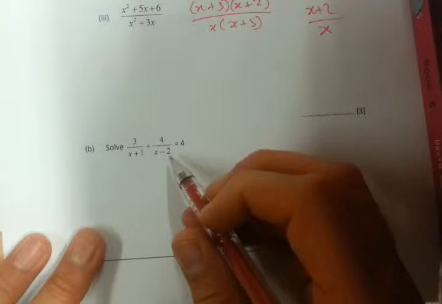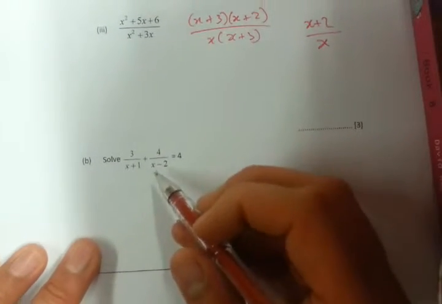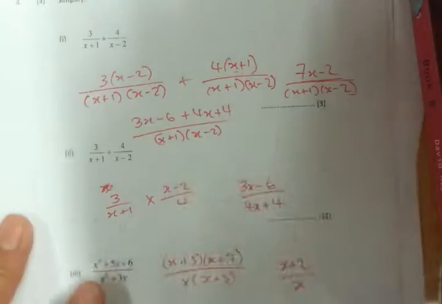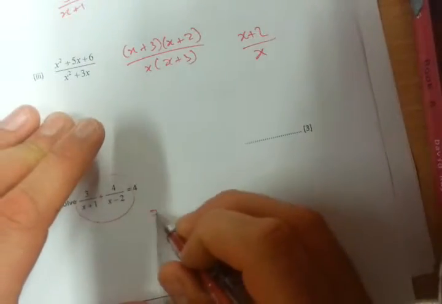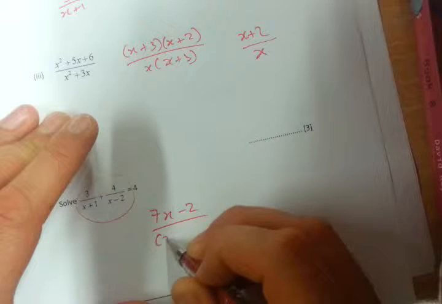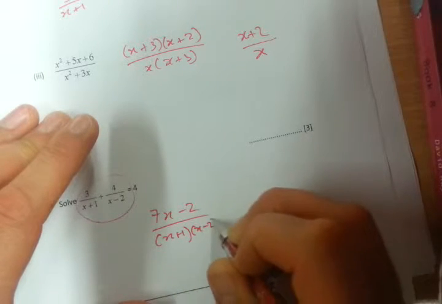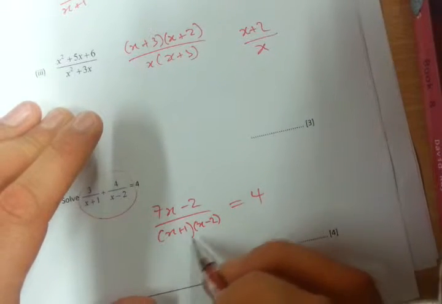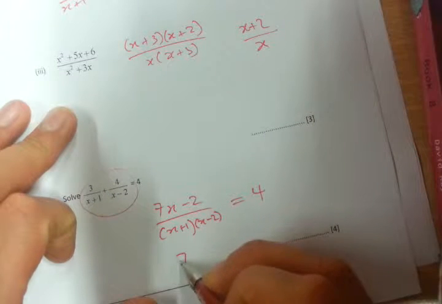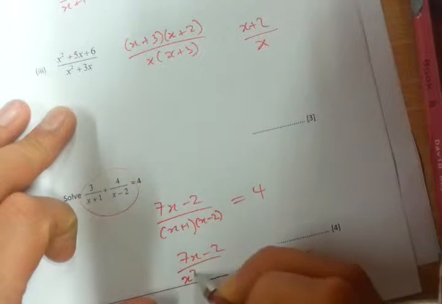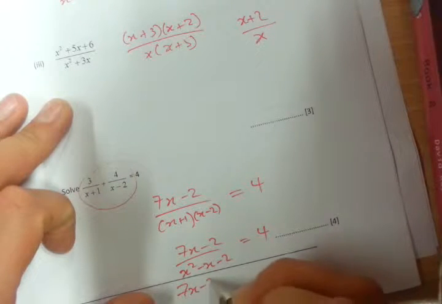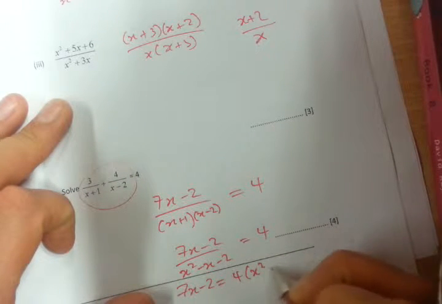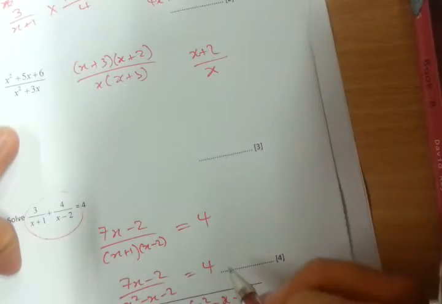This one, you'll notice it's the same expression as we had before, so this is the same as this, which means it's the same as 7x minus 2 over that. So we go to 7x minus 2 over x plus 1, x minus 2, and as we had from the other sheet, before you multiply across, I would multiply this out. Makes it easier. So this is 7x over x squared minus x minus 2. So then we have 7x minus 2 equals 4 lots of that. This is going to get quite nasty.